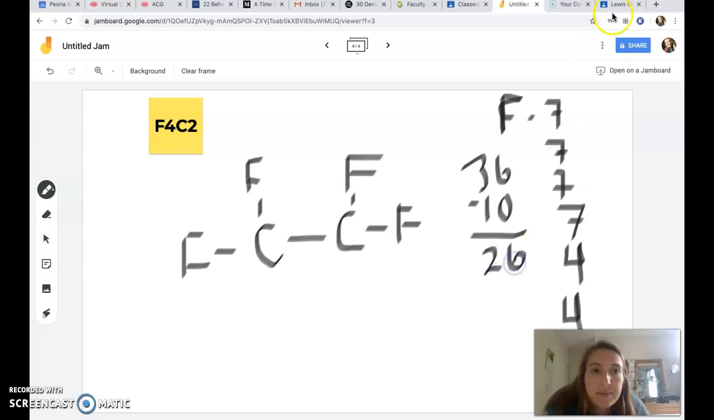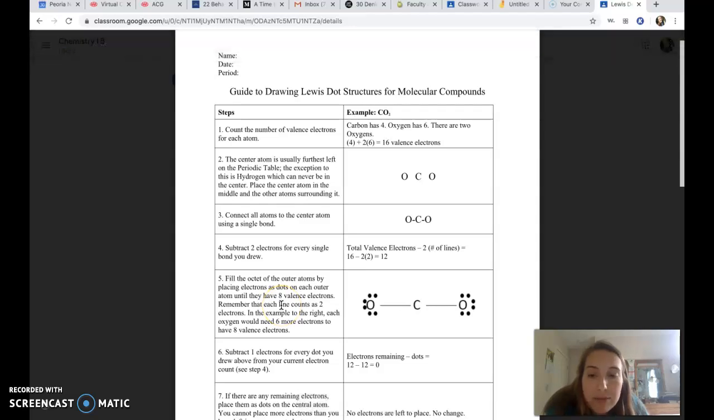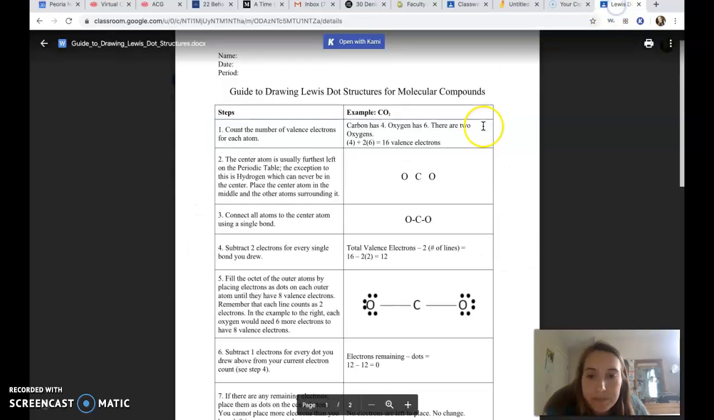Step number 5. Fill the octet of the outer atoms by placing electrons as dots on each outer atom until they have 8. So we've got 2 here. That means I'm going to add 6, 6, 6, 6. The outer atoms are the ones that are on the outside. So in this case, carbon's not going to be considered an outer atom because it's on the inside structure of this Lewis dot diagram. Then subtract 1 electron for every dot I drew.